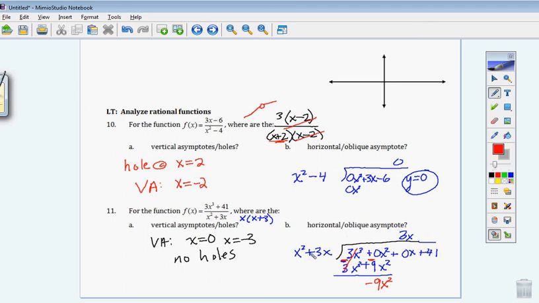Okay, so now what times x squared is going to give me -9x squared? Well, that's just going to be a -9. So actually, this is what we call an oblique asymptote. It has a slope of 3 in this case, but that's the oblique asymptote there.